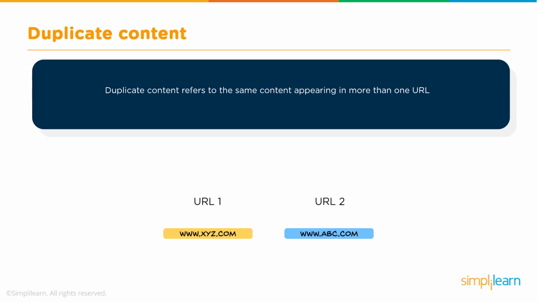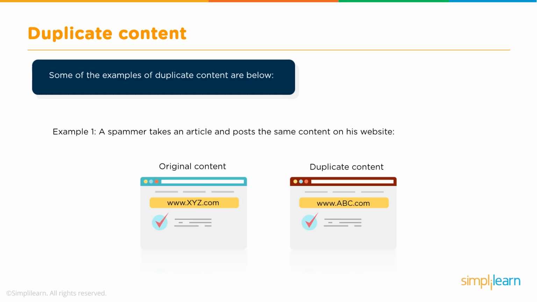We want to try and stay away from duplicate content, but some of us may stumble across it accidentally. We may find ourselves having content that's duplicated. We want to try and prevent that, because that's a no-no in the world of SEO. If we have duplicate content appearing in more than one URL, there are ways to rectify it so the search engines don't recognize the content twice. Some examples of duplicate content are, for example, a spammer takes an article and posts the same content on his website.